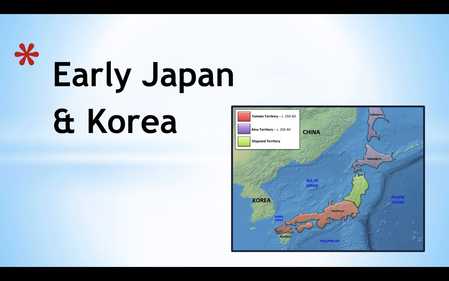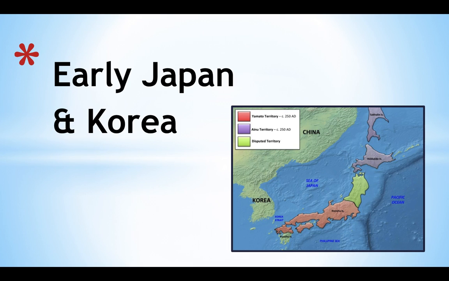So today we're going to talk about early Japan and Korea. We're going to look at this map here, and you can see Korea and Japan are very close to each other. They're really close, but they take very different paths historically, which is kind of neat because their political systems are very different.